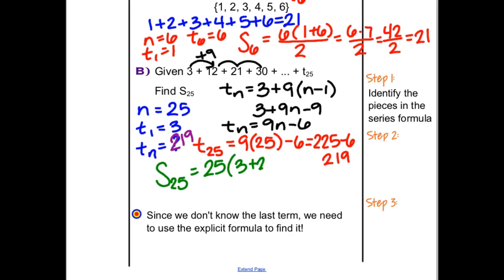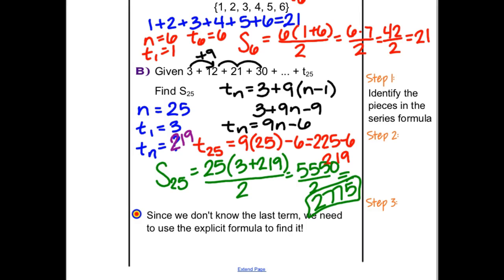Term 2 is 219. And as you can expect, some of these numbers might get kind of large because you're adding together. And you divide by 2. Well, 219 plus 3 is 222. 222 times 25 is 5,550. We divide that by 2, and we get a sum of 2,775. So to sum that up, once we've identified the pieces, we substitute in the formula, and then we can add up the terms to check.